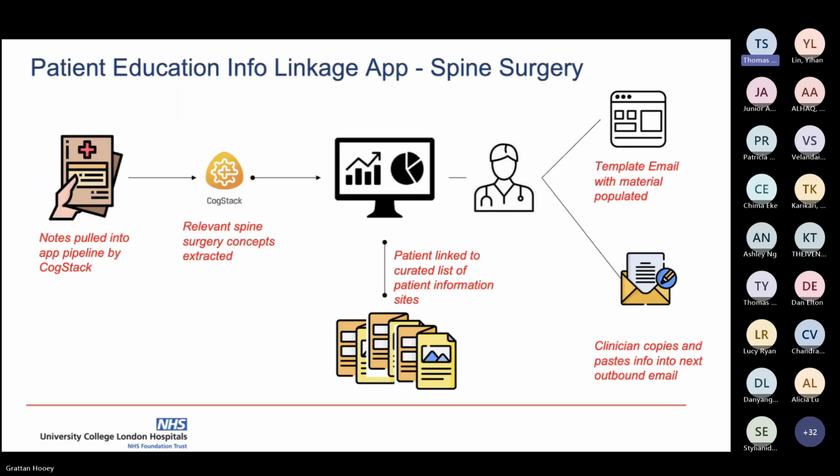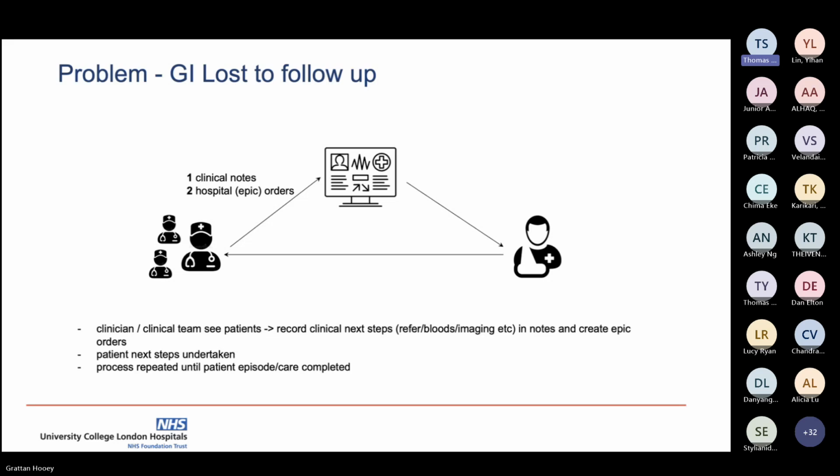This is another big project we're doing with the GI clinic, which looks at the loss to follow-up problem. So this is a very simplified diagram describing how healthcare works. You have a clinician who sees a patient, and after seeing the patient, they have two responsibilities. The first of which is writing up a summary of what they discussed with the patient, and the second is creating any orders or follow-up actions in the system.